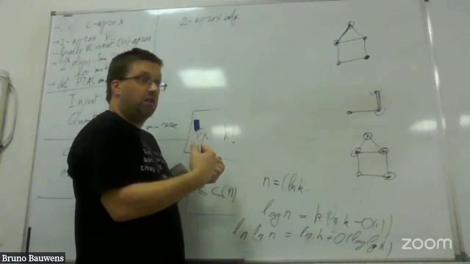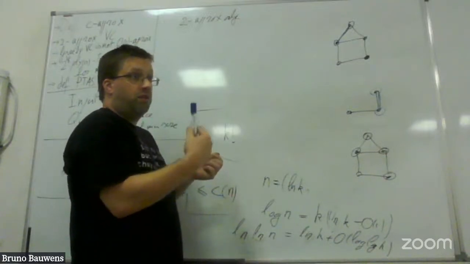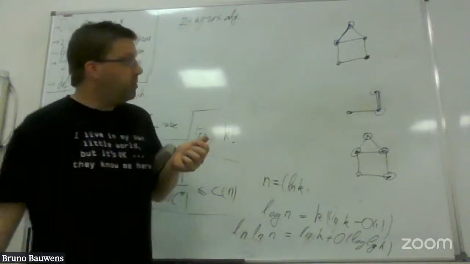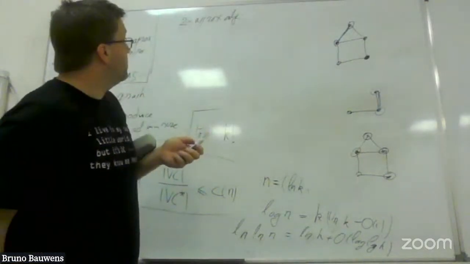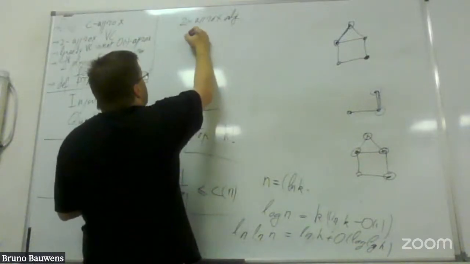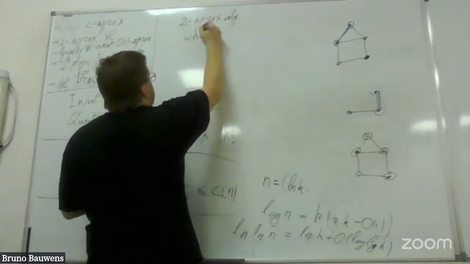Yes, that's the greedy. No, that's a slightly more clever algorithm. It's a two approximation algorithm. And we pick a random edge. Yes, any edge.